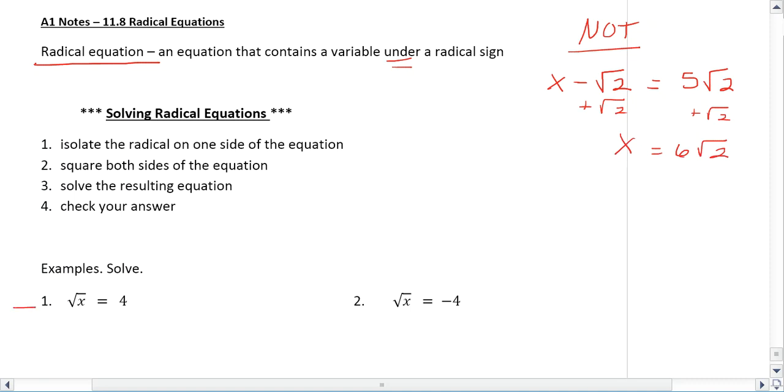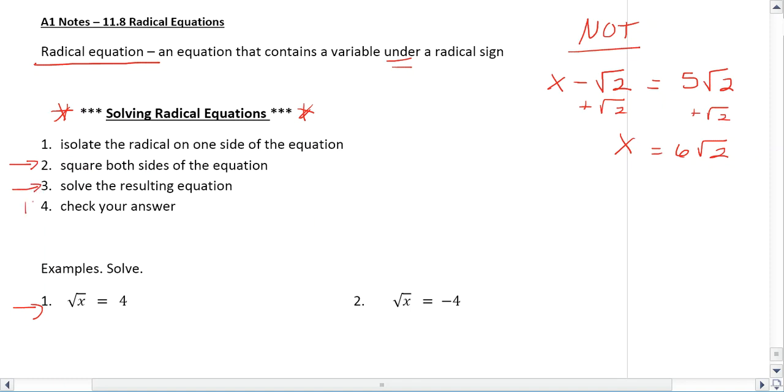Looking at example 1 here, this is a radical equation because the x is underneath a radical sign. And this requires some skills for us to learn. So solving radical equations, again, you can tell this is important by all the fabulous stars here. You need to isolate the radical on one side of the equation. Isolate means get the radical all by itself if it's not. And when it's all by itself, then you can do the inverse operation, which is squaring both sides of the equation. After you square both sides, then we have to finish solving.